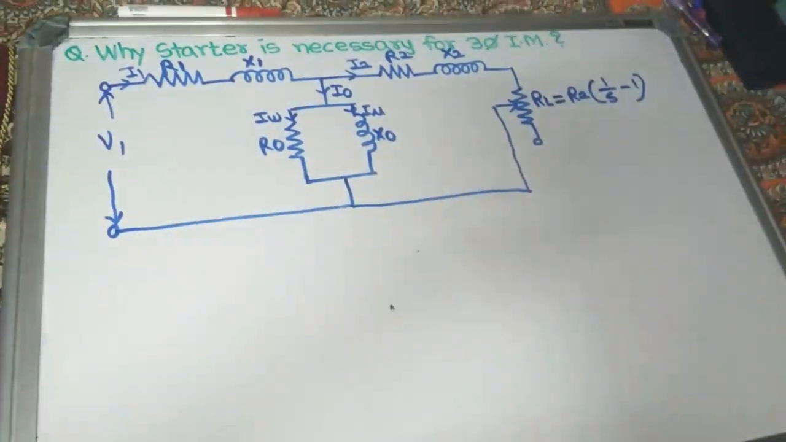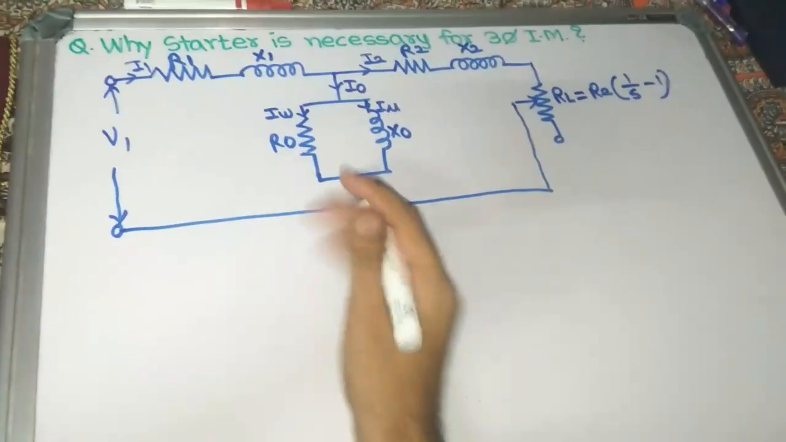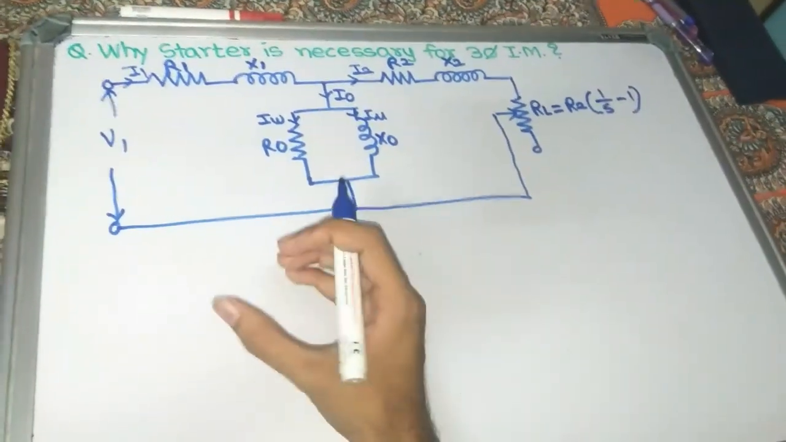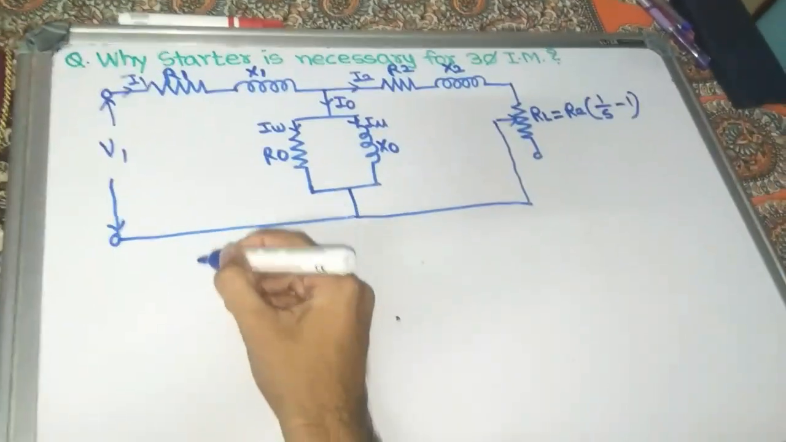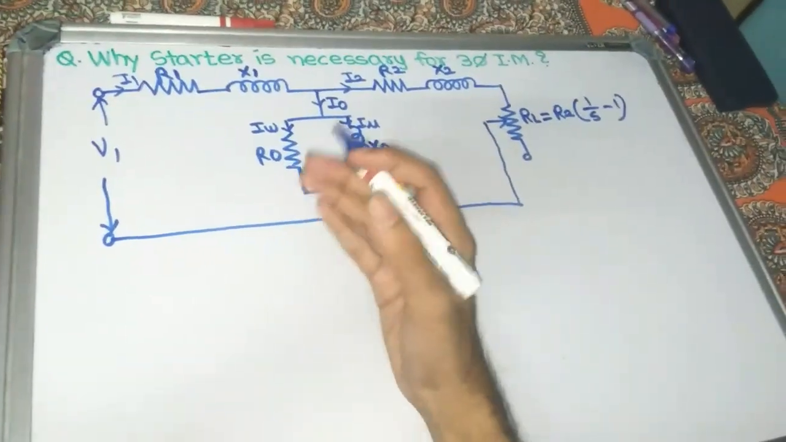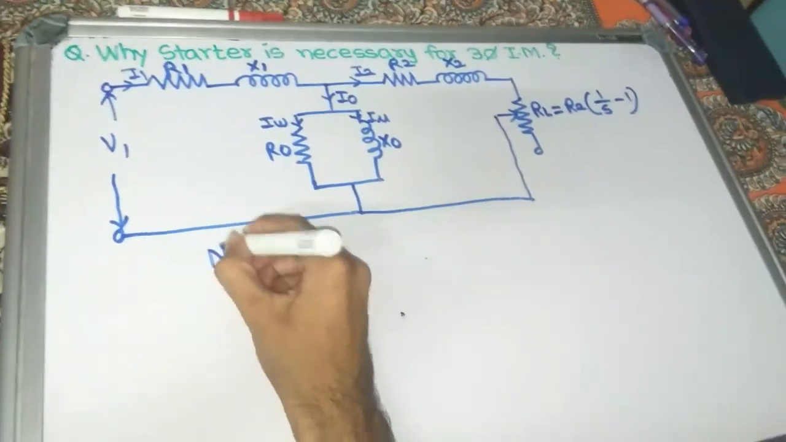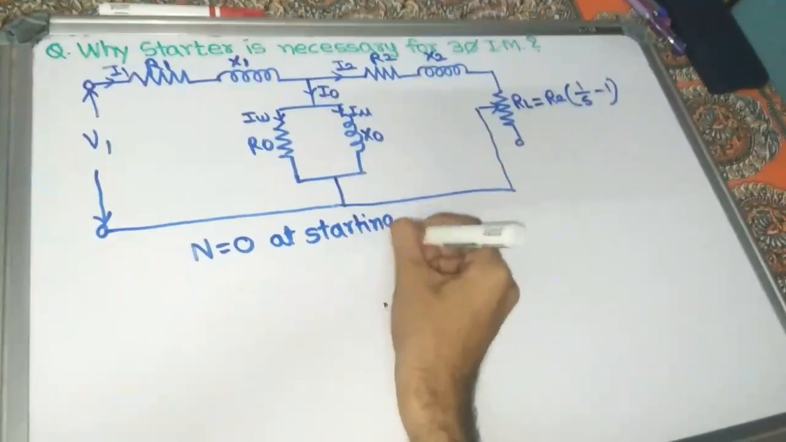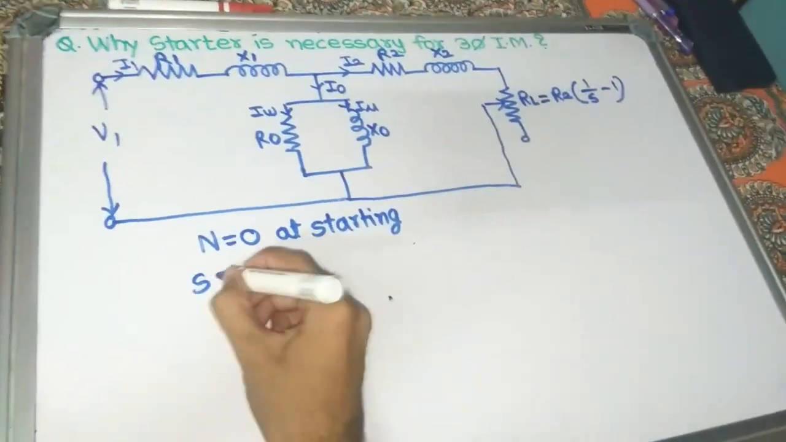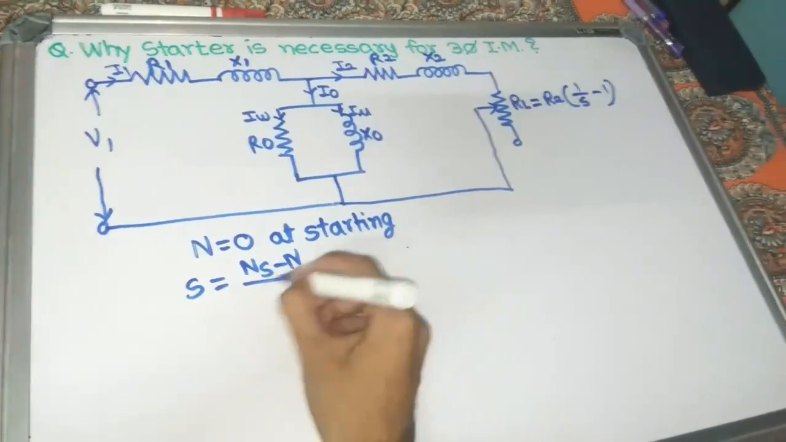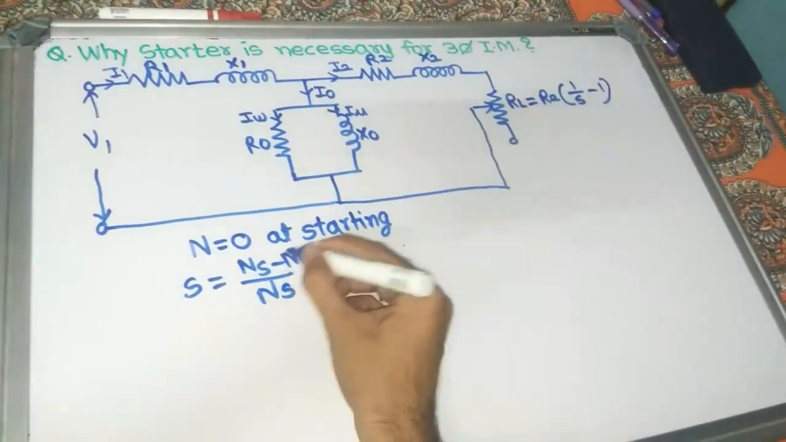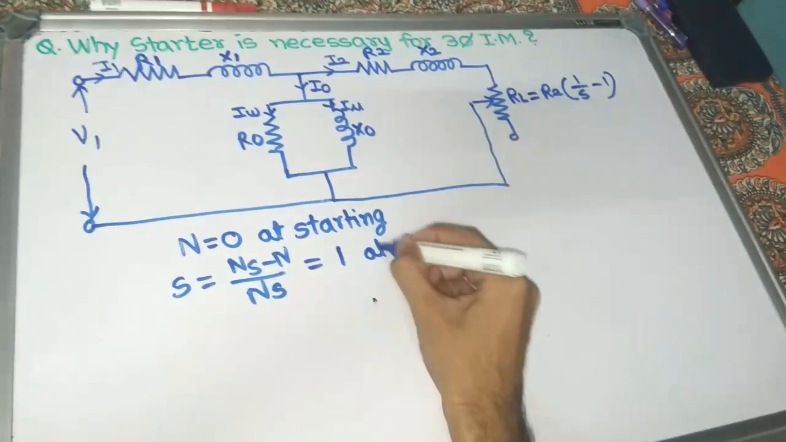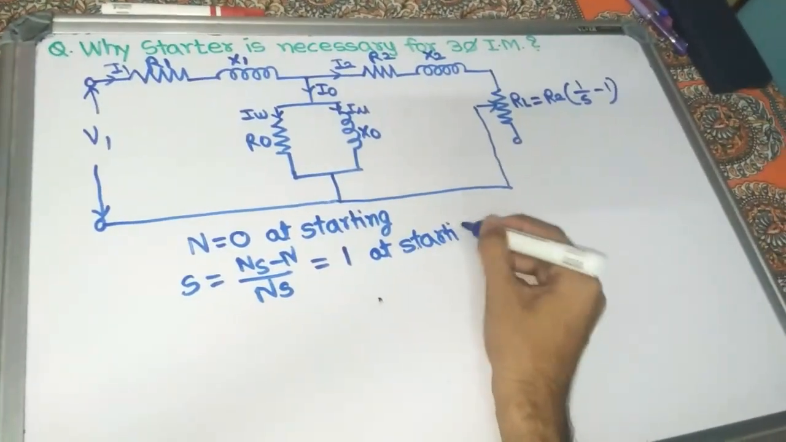Now see here, when the motor is at the starting instant, the speed of the motor is 0 and hence slip S is 1. Because at starting, when we start the induction motor, the rotor speed n is 0, and therefore slip S equals ns minus n divided by ns. So ns minus 0 divided by ns means 1. So slip is 1 at starting when rotor speed n is equal to 0.